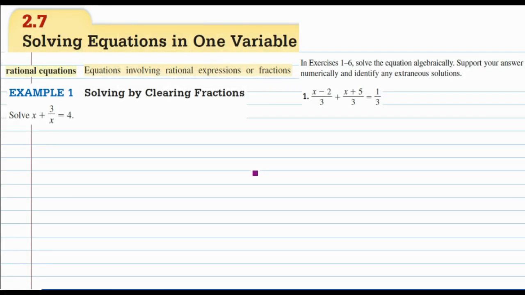This is the screencast for section 2.7, example 1. So now we're going to solve some equations with rational expressions. We have an equation, so the left side will equal the right side as long as you find the two x values that make them equal.